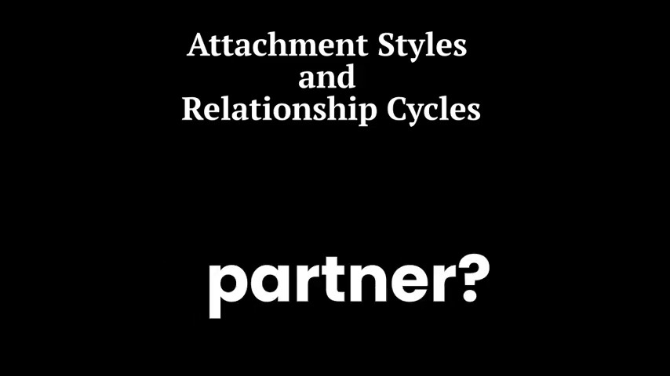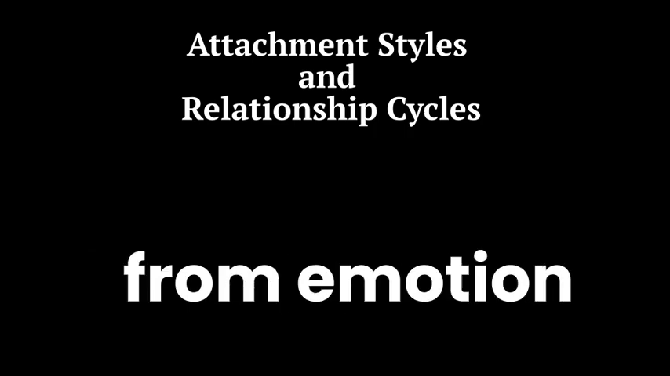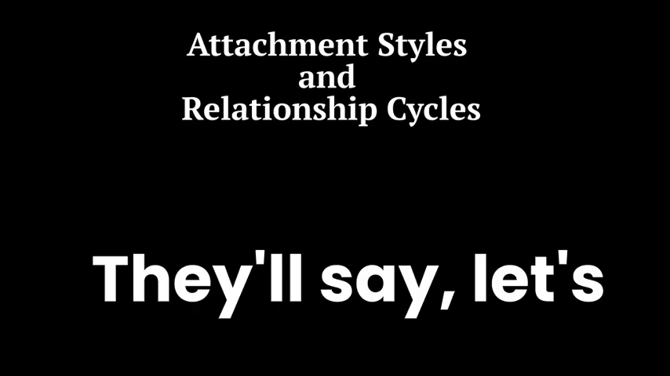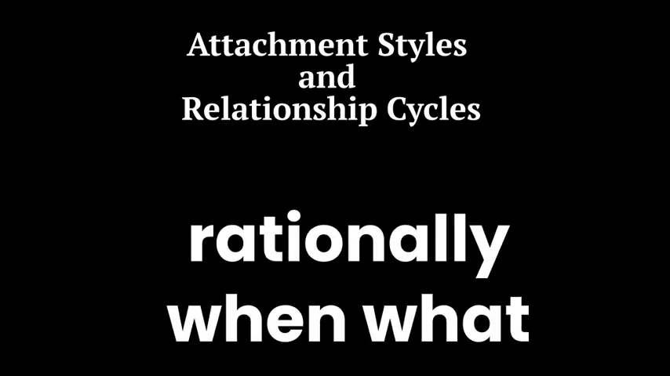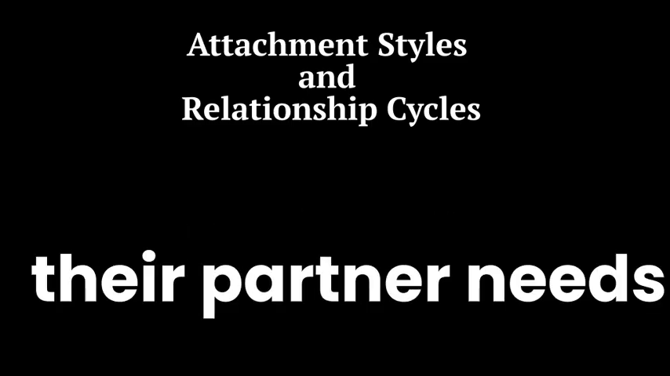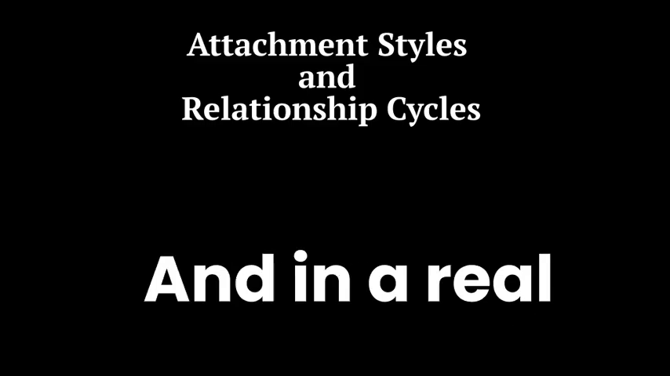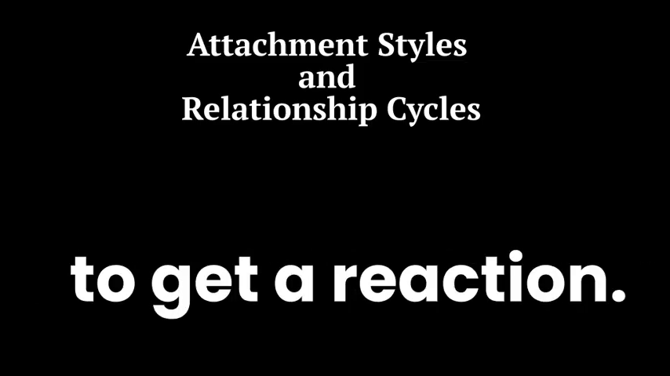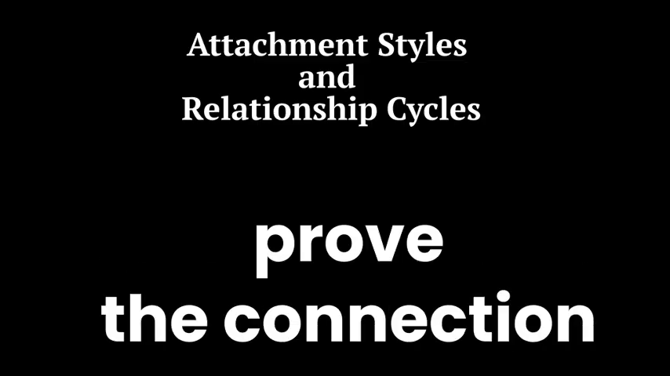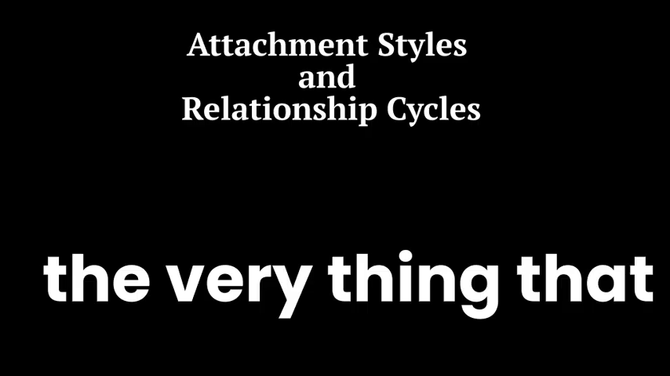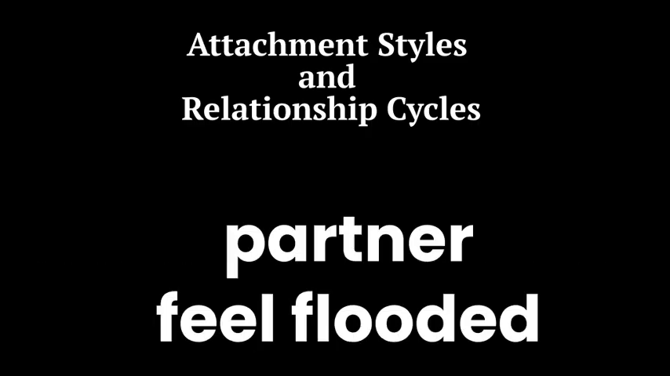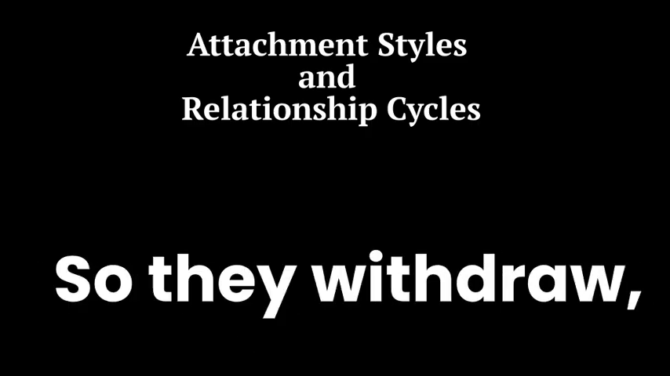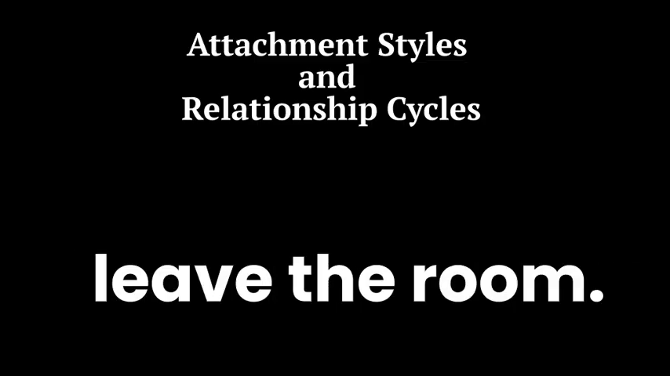And the avoidant partner? They deactivate. They might switch from emotion to pure logic. They'll say, let's schedule a time to discuss this rationally, when what their partner needs is just a hug. And in a real conflict, that just creates these painful, predictable dances. It does. The anxious person escalates, trying to get a reaction, any reaction, to prove the connection is still there. Which, of course, is the very thing that makes the avoidant partner feel flooded and want to escape. So they withdraw, they shut down, or literally leave the room.